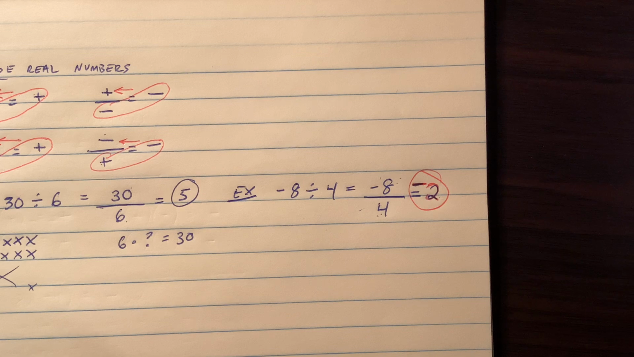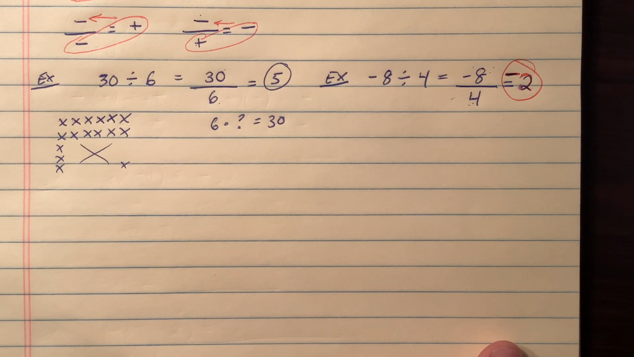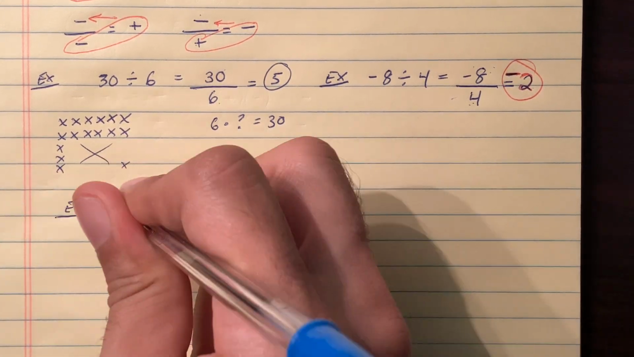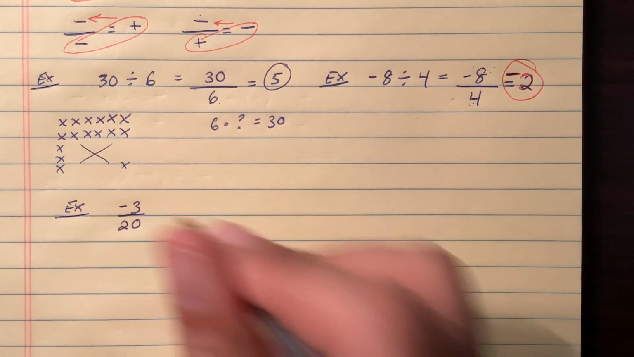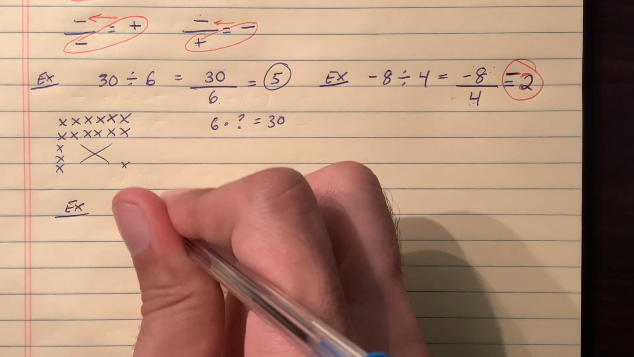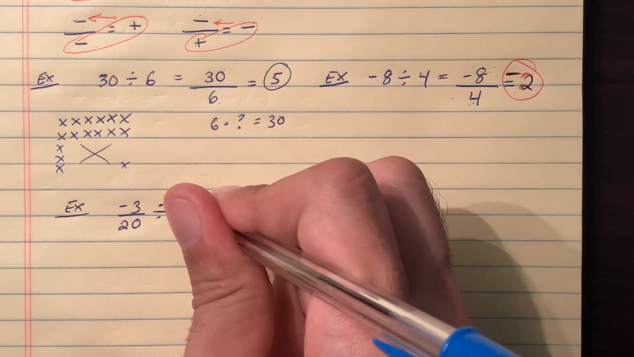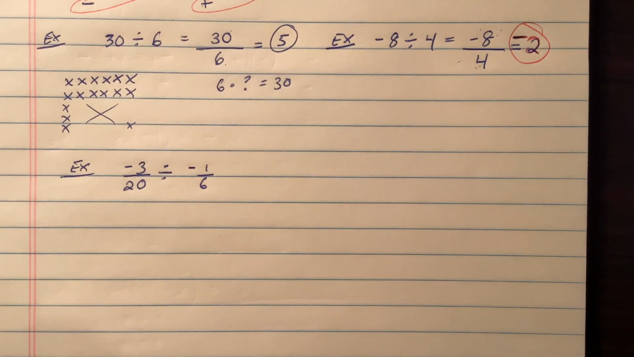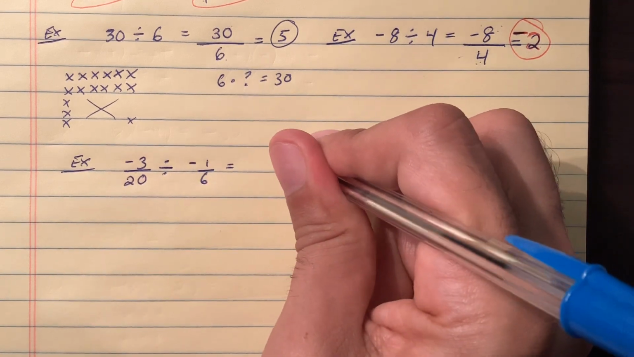Let's do a couple with fractions, just like we did in the previous video with multiplication. Let's say we have negative 3 over 20 divided by negative 1 over 6. First things first, we're going to make it into a fraction. Negative 3 over 20 comes first. This is our numerator.